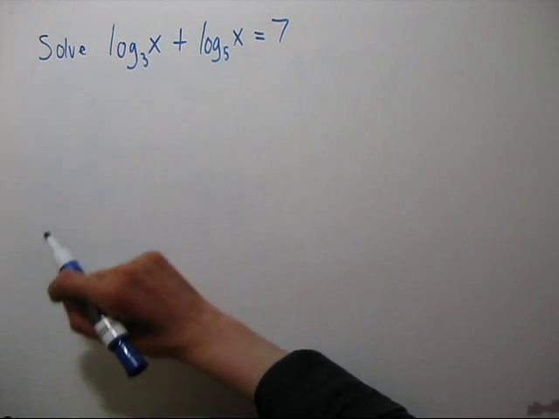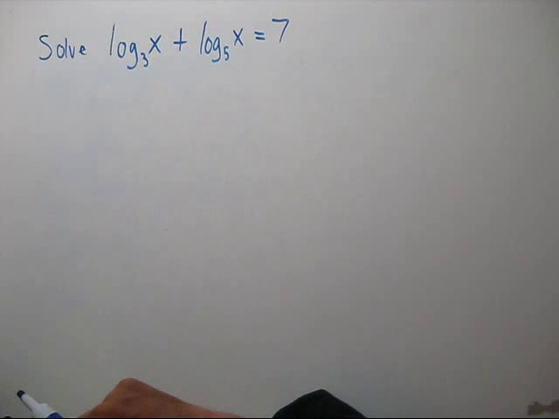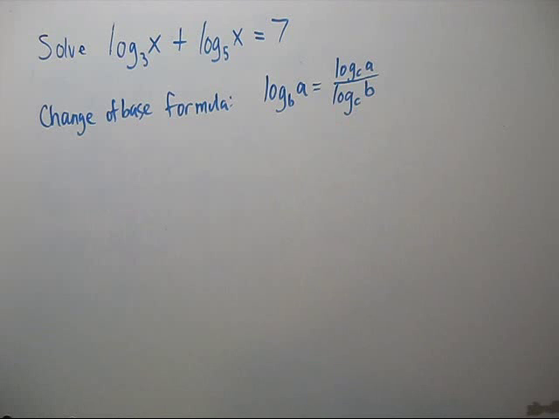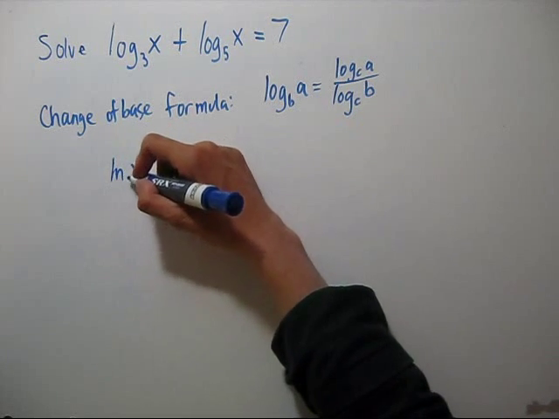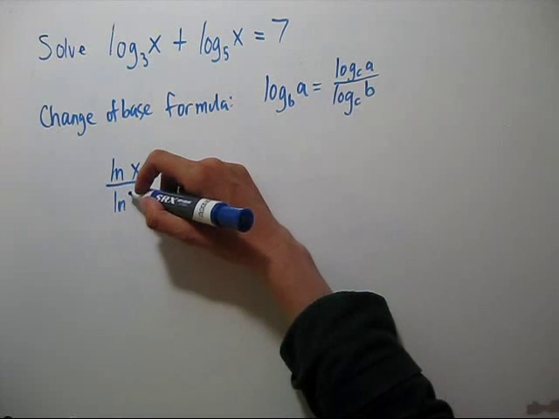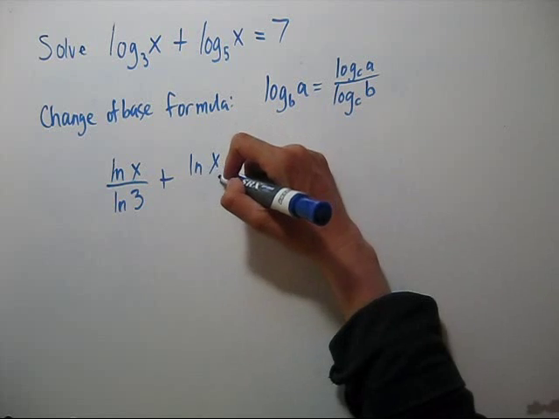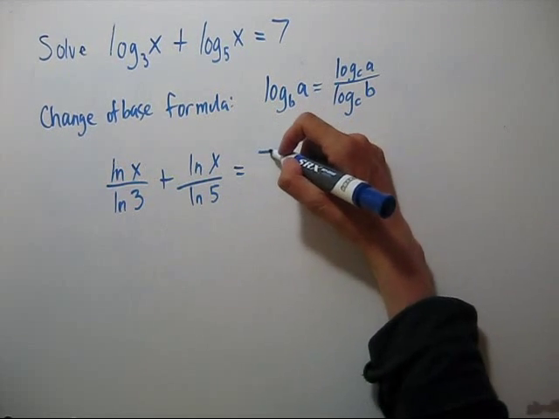We'd like to solve this. The trouble is we can't combine these because they're different bases. So let's put them into the same base by using the change of base formula. And we might as well just use a natural log. So we'll have natural log of x over the natural log of 3 plus the natural log of x over the natural log of 5 equals 7.